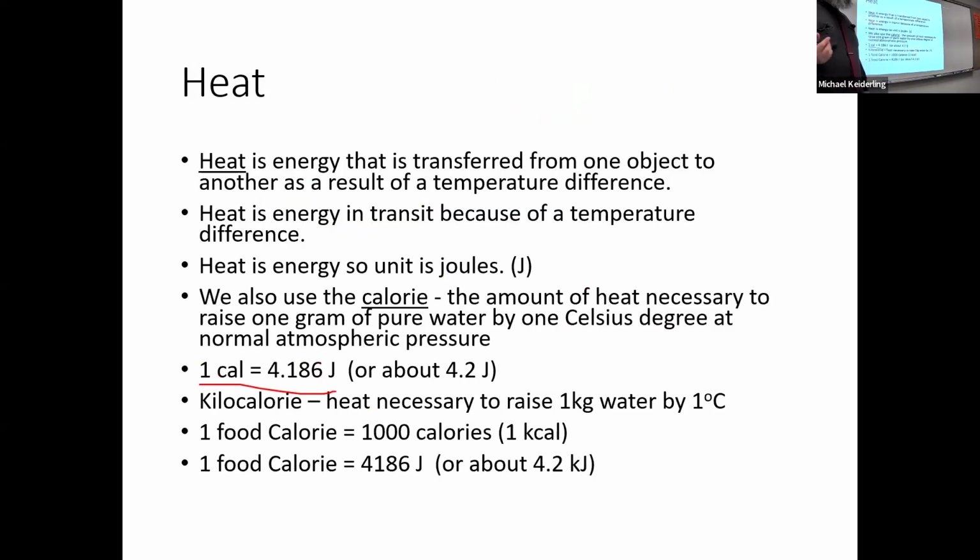Now, heat is energy that's transferred from one object to another as a result of a temperature difference. It's energy in transit because of that temperature difference. Heat is energy, unit is joules. But for historical reasons, we also use the calorie, which is the heat required to warm 1 gram of water by 1 degree Celsius at normal atmospheric pressure. 1 calorie is 4.186 joules. A kilocalorie is the heat necessary to raise 1 kilogram of water by 1 degree Celsius.